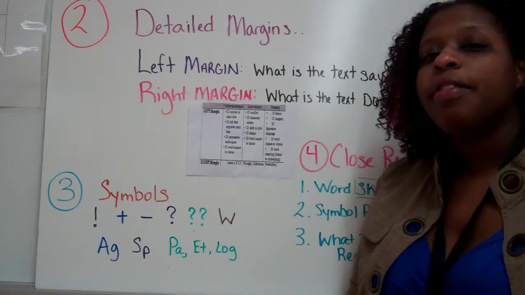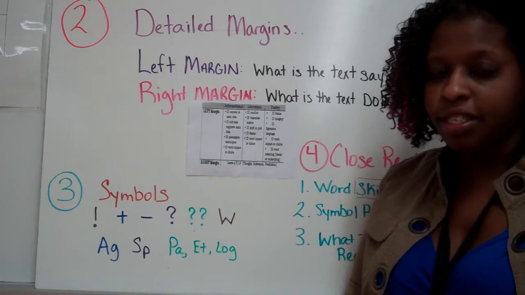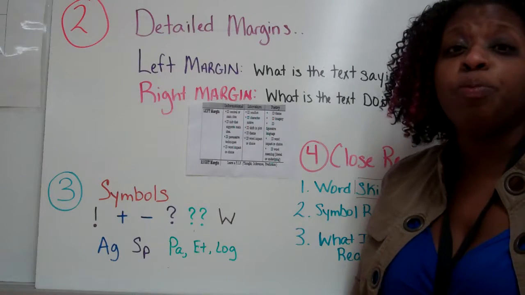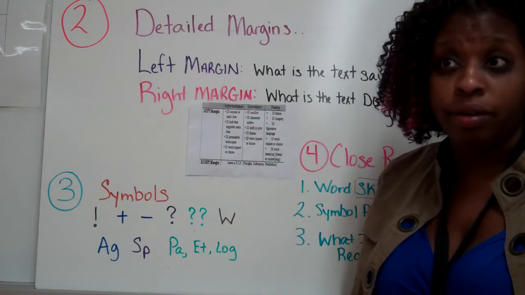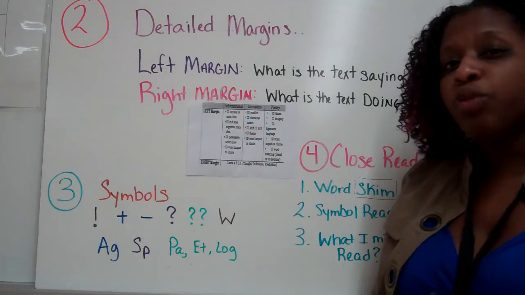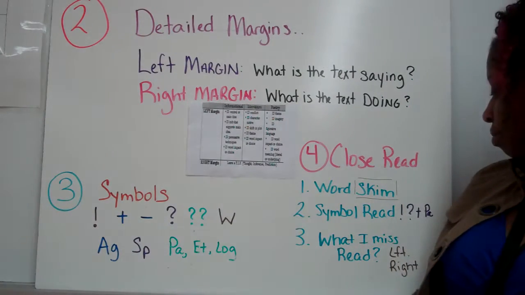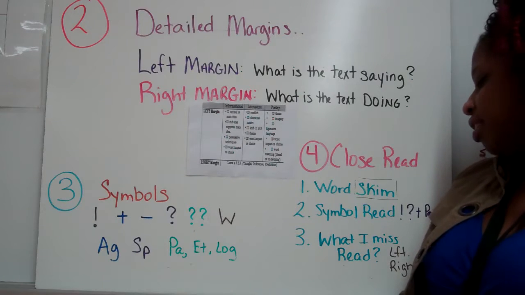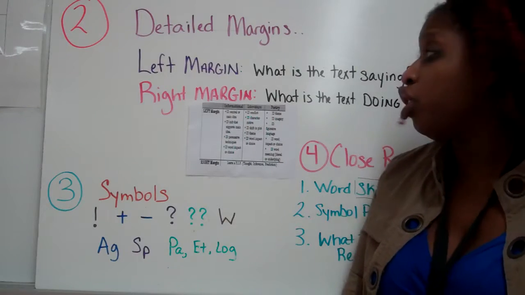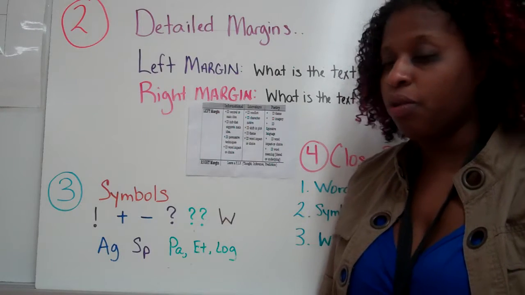So, the word skim. That's where you're going through the passage. You're not reading, you're just skimming it, where you're looking for words that you don't know or you don't understand. And then you put an underline or you put a box around it. The next thing you're going to do is the symbol read. That's where you're just reading it for you, just for pleasure. This is where your symbols come into play. And the last thing is the what I missed read. This is where you're doing your left margin and your right margin, where you're looking for what the text is saying and put it on the left, and what the text is doing and put it on the right.